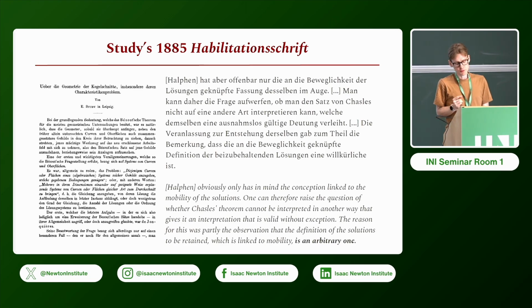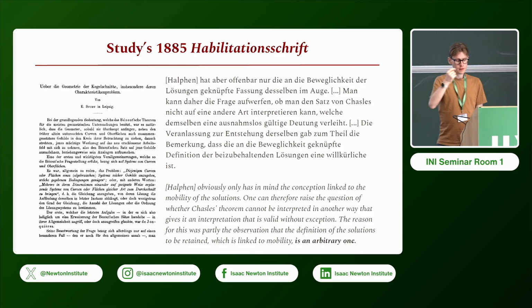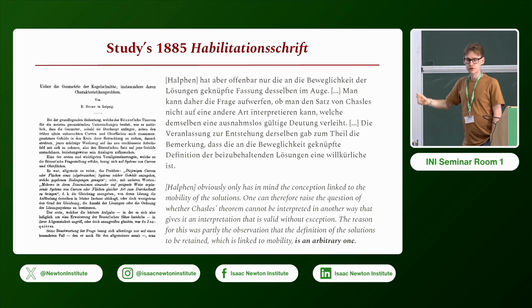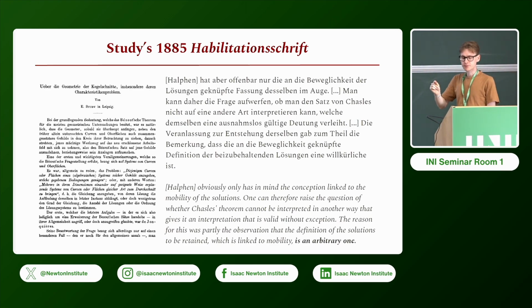And his argument was, well, what Halphen had in mind in his refutation was a certain conception of what it means for a conic in a system to be a solution, to satisfy a certain condition. But in fact, one can raise the question of whether Chasles' theorem cannot be interpreted in another way that would make it true generally. And the reason for that is that, unlike Halphen, Study stressed the fact that the definition of solutions, the way we understand a conic in a system to actually satisfy a condition, that this definition is arbitrary.